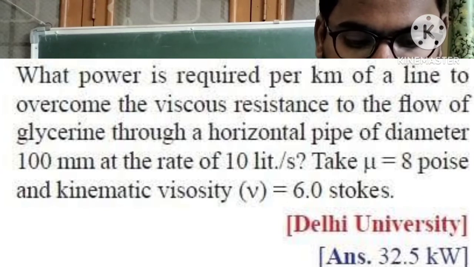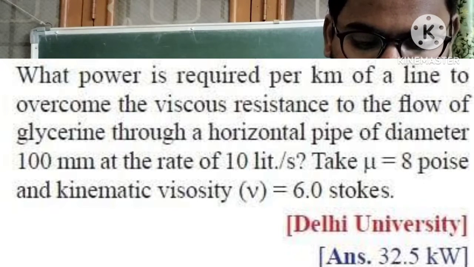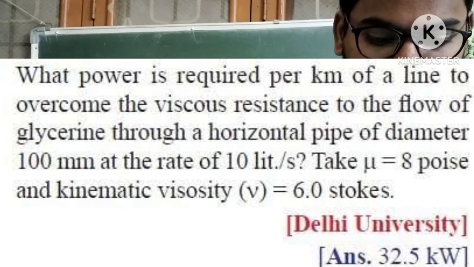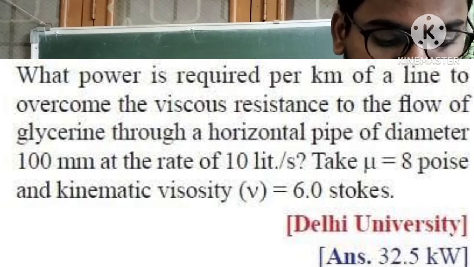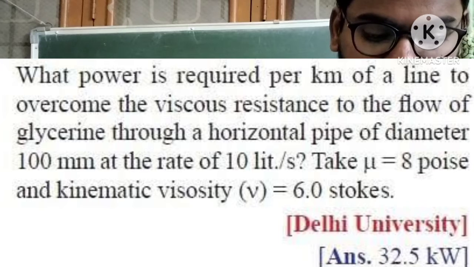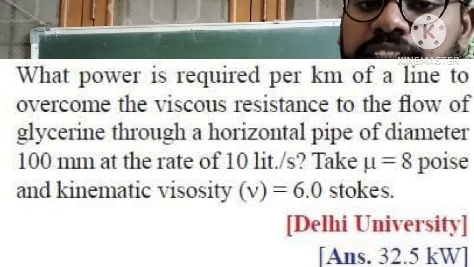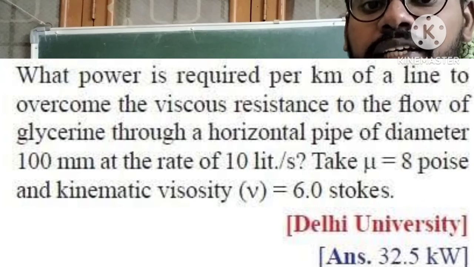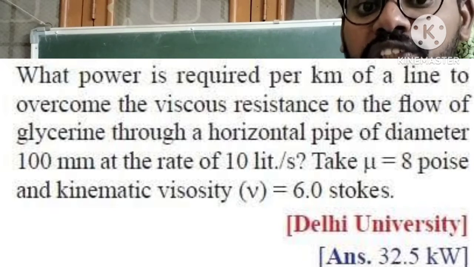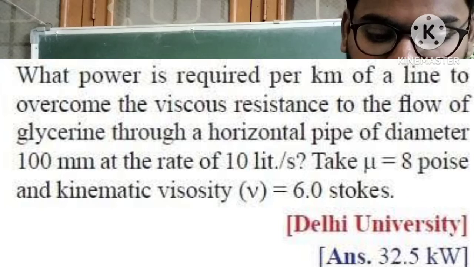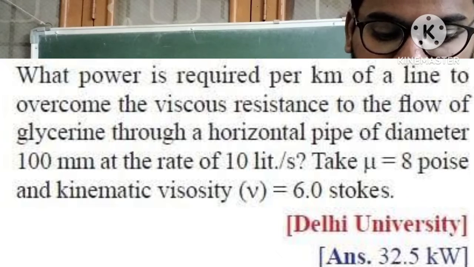What power is required per kilometer of a line to overcome the viscous resistance to the flow of glycerin through a horizontal pipe of diameter 100 mm at the rate of 10 liters per second? Liter per second is a unit of discharge. So here the discharge through the horizontal pipe is 10 liters per second.